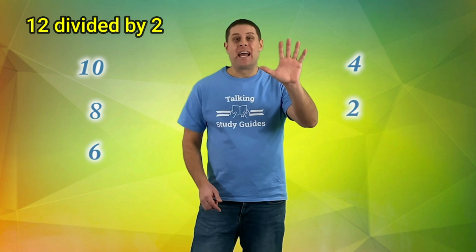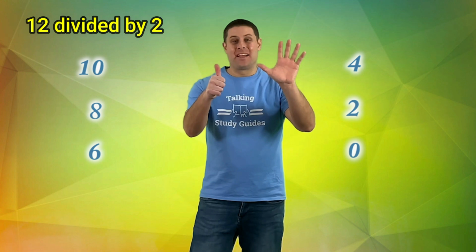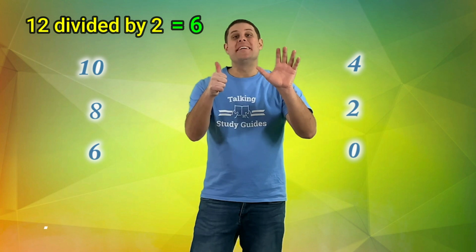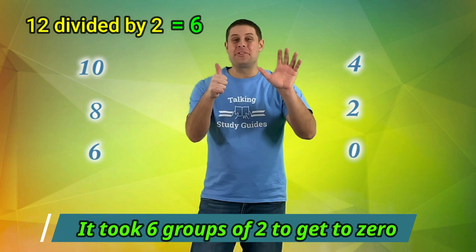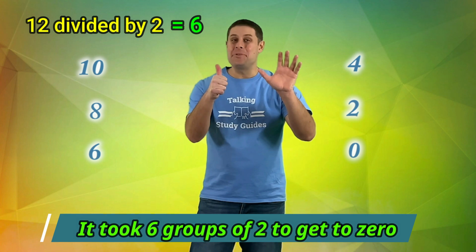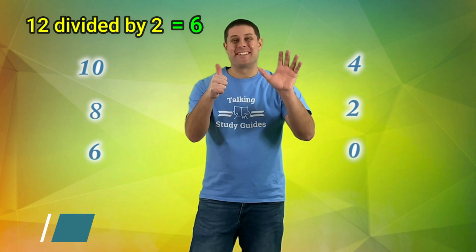Starting at 12, if we count down one group of 2, that's going to get us to 10, then 8, then 6, 4, 2, and 0. 12 divided by 2 is 6 because it took us 6 groups of 2 to count down using repeated subtraction. As we've learned, division is when we're sharing things evenly.